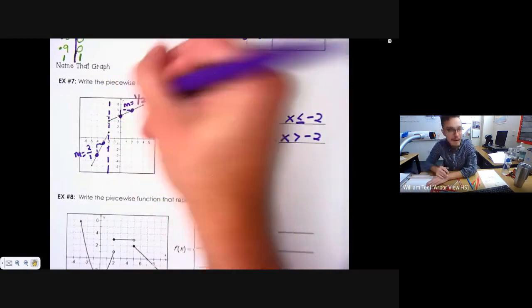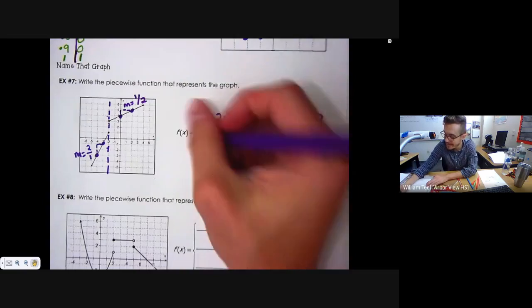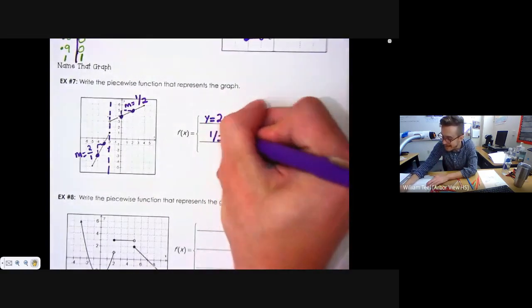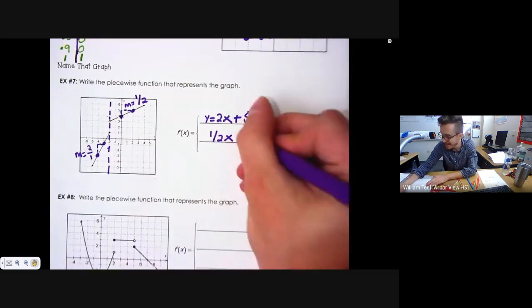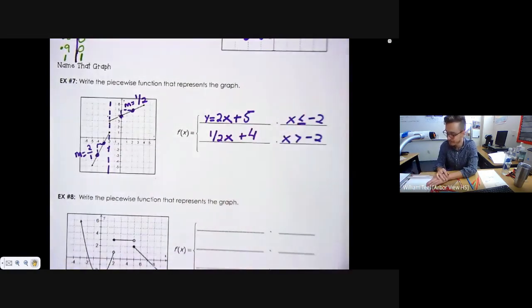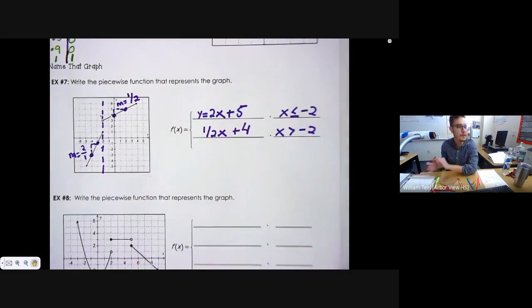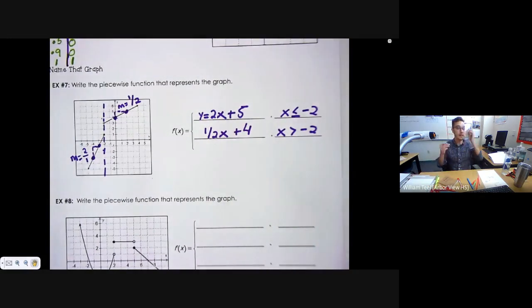So I have 1/2, so that means this graph is going to be 1/2 x. And then I already have my y-intercept. My y-intercept is 4, so that is plus 4. So that is how we're going to go in reverse and actually write out the equations of a piecewise graph.